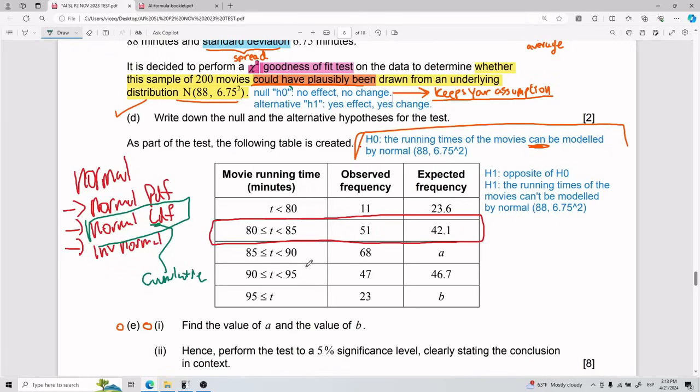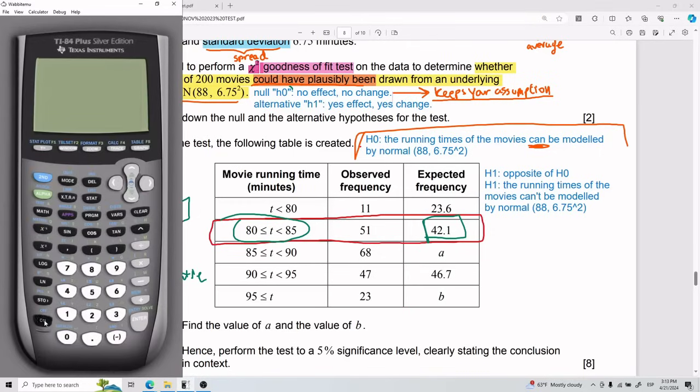CDF, I need you to think about it as cumulative. So if you have a range of data, you can use normal CDF. Here you have a range. So let's better try to understand how they got to 42.1. Once we understand how they got 42.1 on this example, finding A and B is going to be very easy. So how did they get that 42.1?